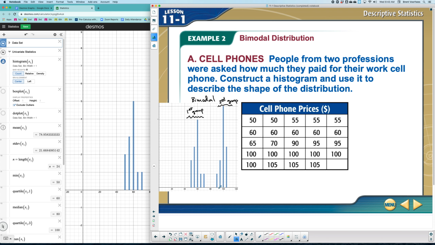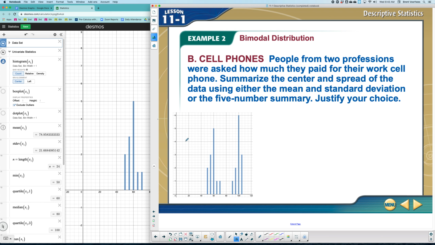So what we would do, if you were going to try to solve for this, so here's the histogram, describe the shape, it is bimodal. That's the shape, bimodal. So what do you do when it's bimodal? Well, let's go to part B. Part B, again, here's our data. Part B says to summarize the center and spread of the data using either the mean and standard deviation, that's when it's perfectly symmetrical, or the 5-number summary.